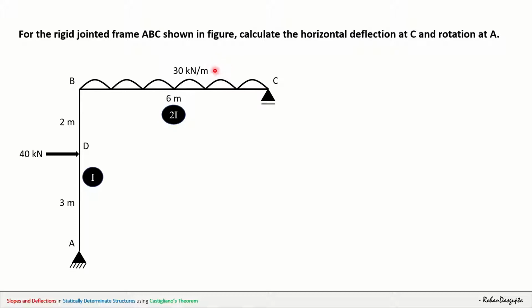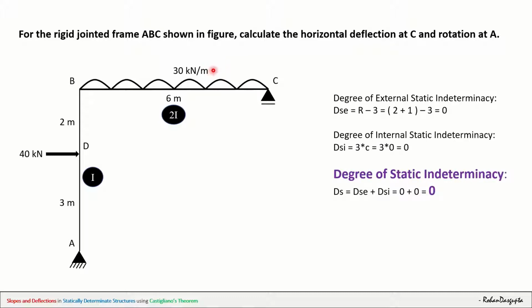Now, before jumping into the problem, let us determine some things. Just understand that the degree of static indeterminacy of this structure is 0. The calculations are given here; you can explore it in detail. But the degree of kinematic indeterminacy here is 4, neglecting axial deformation.